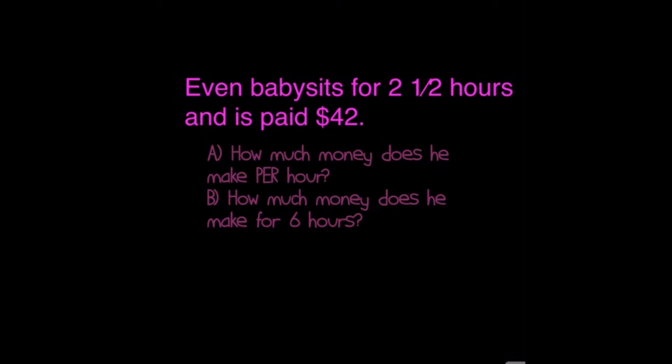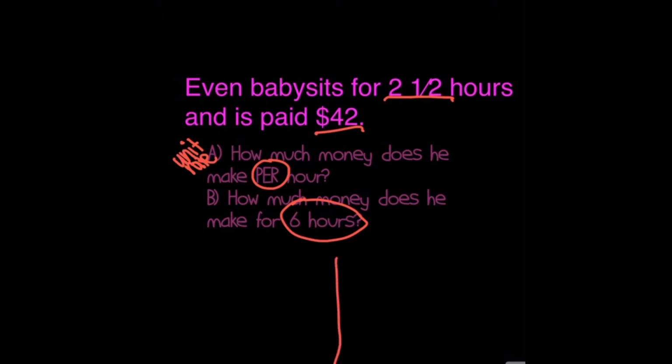So right now, this word problem says, Evan babysits for 2.5 hours and is paid $42. Now this word problem has two parts. Part A says, how much money does he make per hour? So this is, again, unit rate. And part B says, how much money does he make for 6 hours? So we're going to split the paper here and say part A and part B.